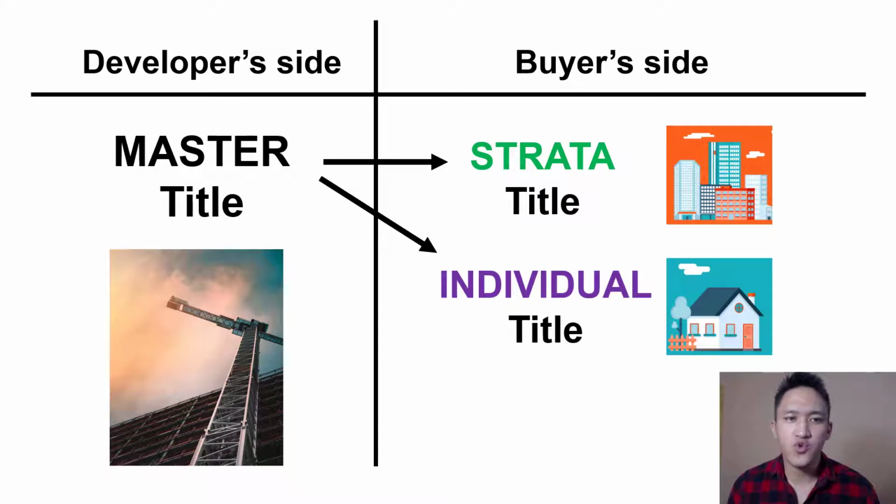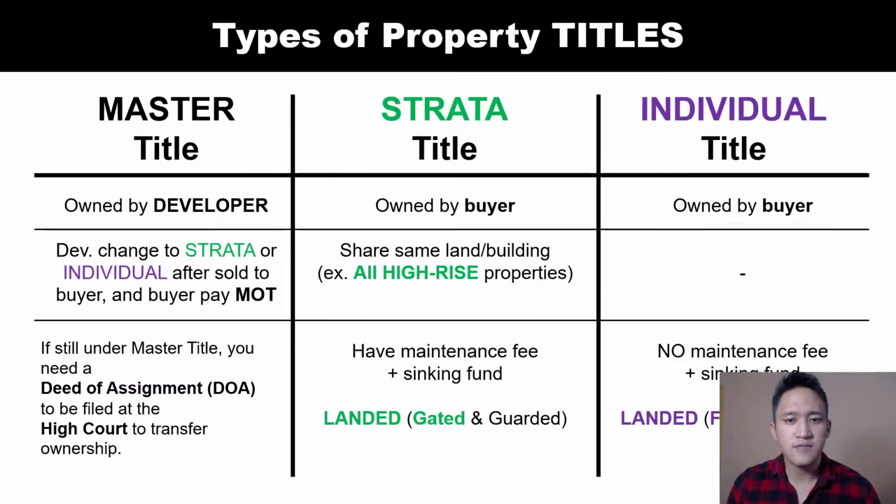All right, so it's divided into two main types, the developer side and also the buyer side. So the developer will build up the property, for example, a high-rise condominium or even landed properties, and then buyers will buy those units from the developer, right? So it starts off at the master title from the developer, and when it's on the buyer side, once they bought the properties, the units from the developer, it will either be a strata or individual title. Now I'll talk about the differences between strata and individual in a few seconds.